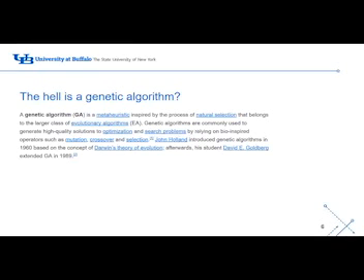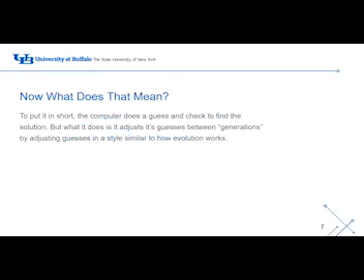Okay, so basically, this is awful, but I'm going to talk about it in the best way that I know how to explain it. To put this in short, the computer does a guess and check to find the solution. But what it does is it adjusts its guesses between generations, and I'll explain that a little bit later, by adjusting its guesses in a style similar to how evolution works.